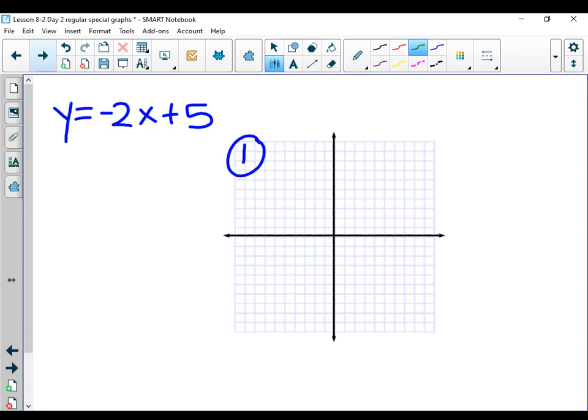Great. We get points taken off if our line isn't really straight. Just try your best.